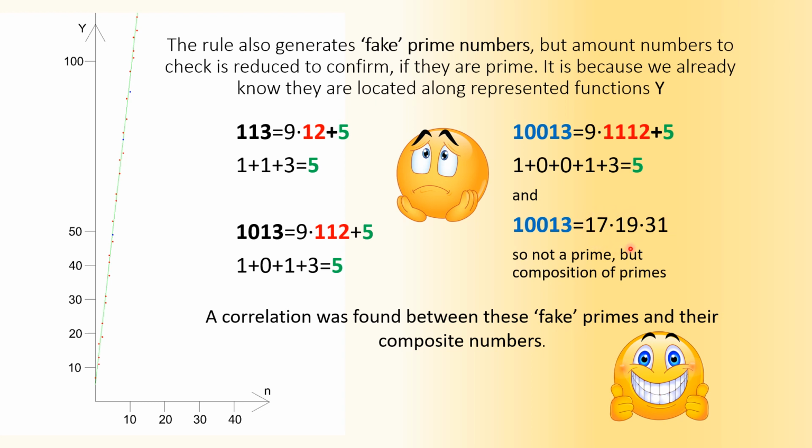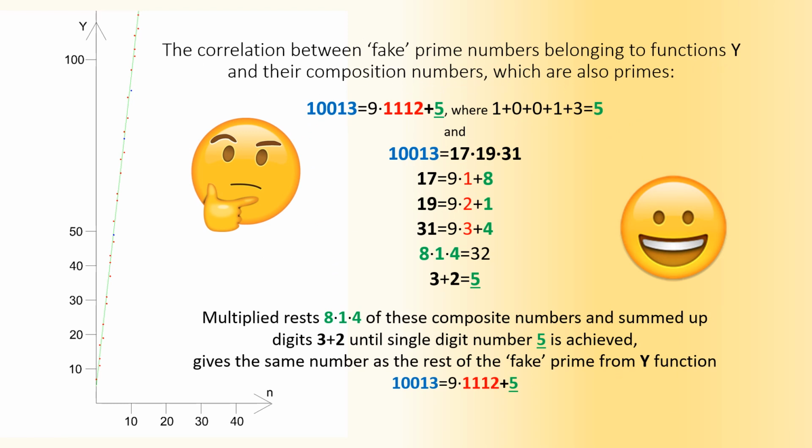What do we know about them? These are primes as well. So we know that we can find some composite number by which our mysterious number that we would like to check as a prime is divided. A correlation was found between these fake prime numbers and their composite factors in that way. The correlation between fake prime numbers belonging to function y and their factors, which are also primes, can be shown here.